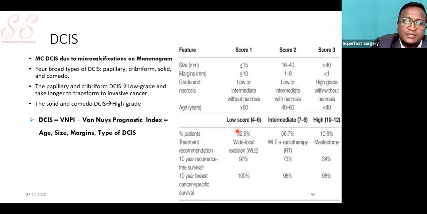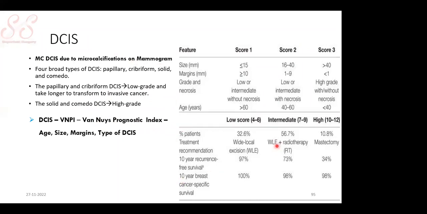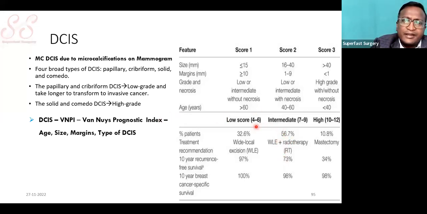This is decided based on the Van Nuys Prognostic Index, which is used for DCIS. There was one recent entrance examination question where the Van Nuys Prognostic Index was asked, and DCIS was the option. Basically, in this prognostic index, they have parameters: size, margins, grade, and age. It is an addition that they will score individually, score one, score two, score three, and give the final score of low score, intermediate score, and high score.